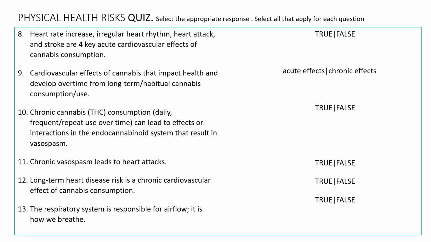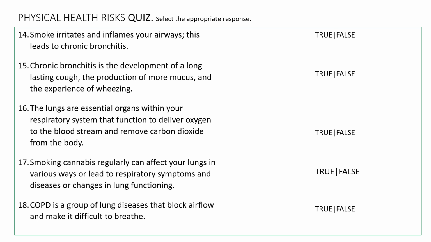Number 11. Chronic vasospasm leads to heart attacks. True or false? True. Number 12. Long-term heart disease risk is a chronic cardiovascular effect of cannabis consumption. True or false? True. Number 13. The respiratory system is responsible for airflow. It is how we breathe. True or false? True. I'll give you a few seconds to review questions 14 through 18.